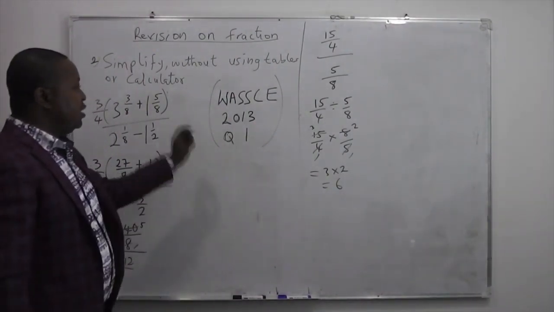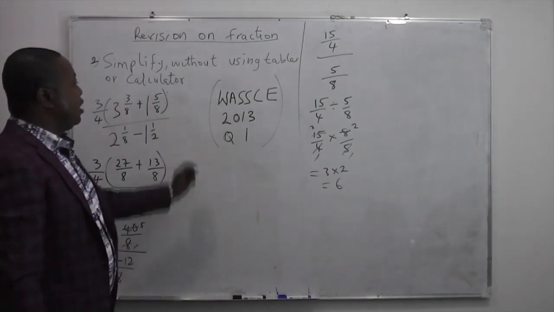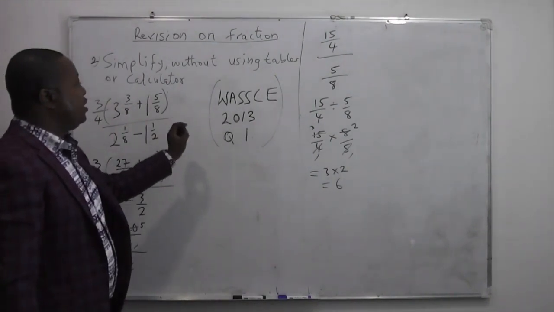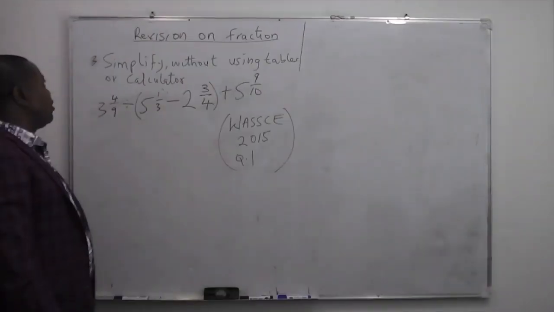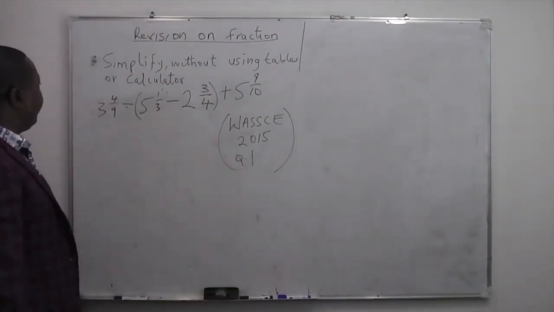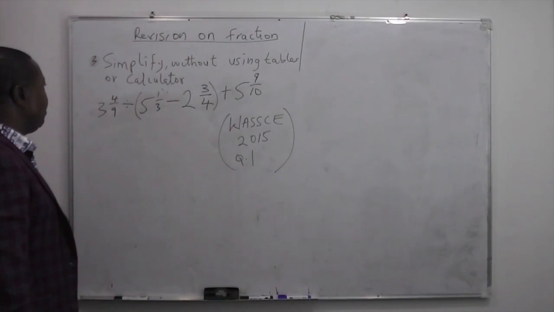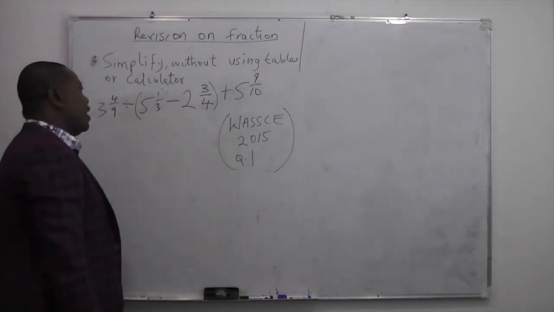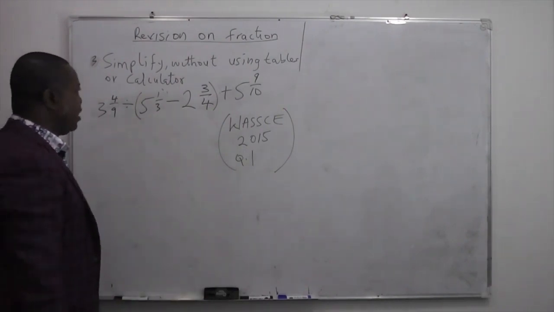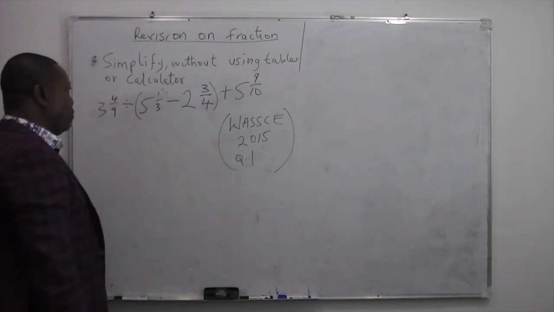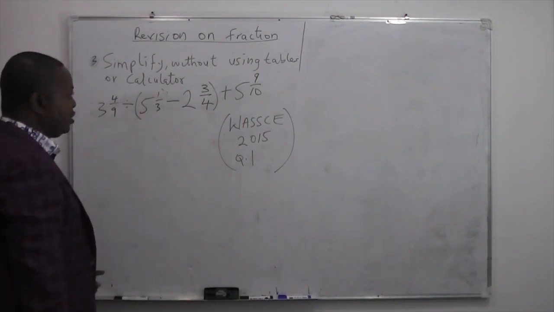Remember, this is lifted from the past question, 2013 question 1. Question 3: 3 whole number 4/9 divided by 5 whole number 1/3 minus 2 whole number 3/4 plus 5 whole number 9/10. We're also having different signs here, and we must apply the BODMAS. Please don't forget, very important, very important.